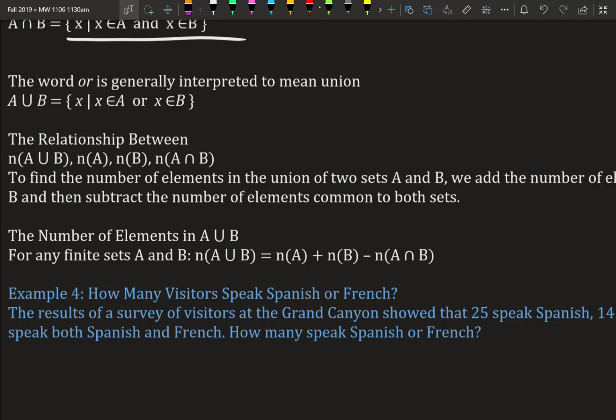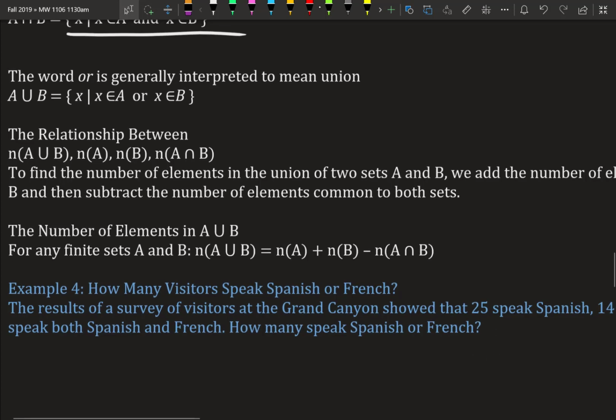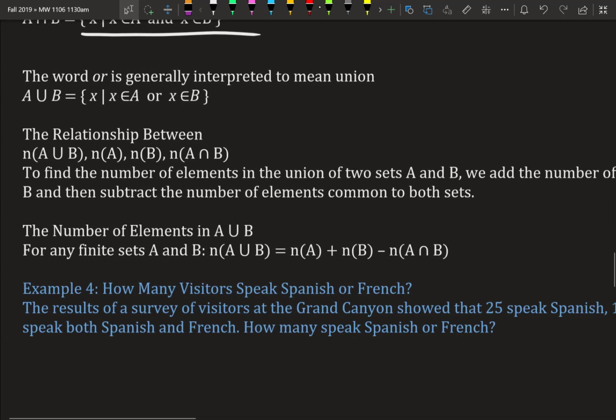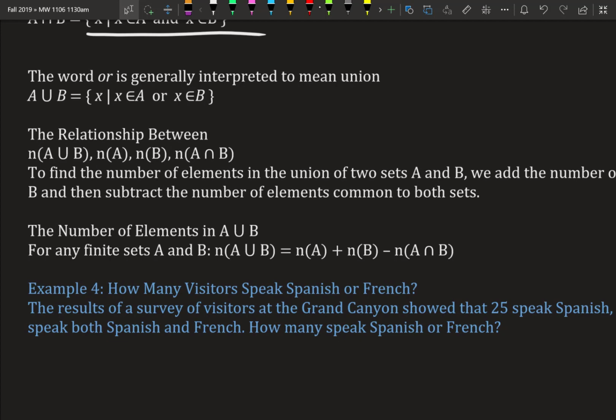The relationship between the number of elements of the union. So to find the number of elements in the union of two sets A and B, we add the number of elements in set A and B and then subtract the number of elements common to both sets.